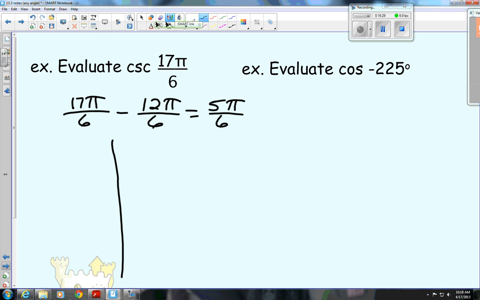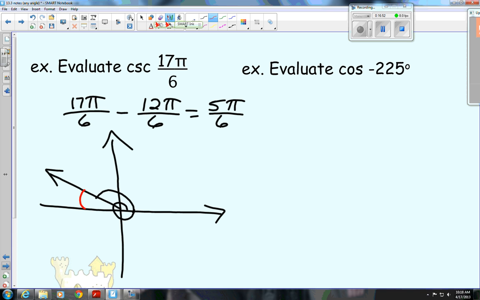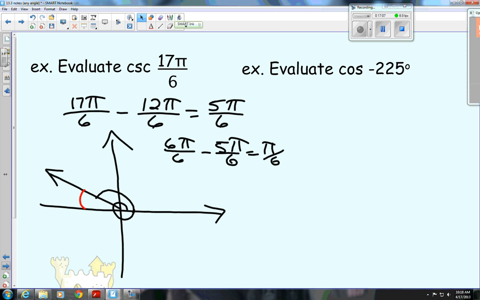So if I draw this picture, I want it big enough that I can write in it because I got a lot of stuff to put in here. I'm going to go all the way around once. Then 5 pi over 6 is going to be almost to pi, right? Because 5/6 is just a little less than 1. And how much is left to get to pi? Pi over 6, because pi is 6 pi over 6 minus 5 pi over 6 gives me pi over 6. Okay, so my reference angle is pi over 6.